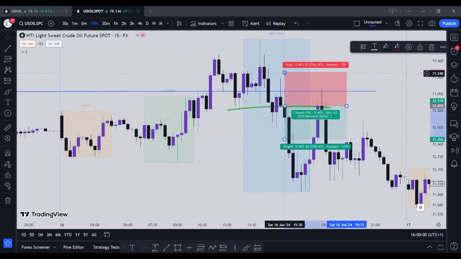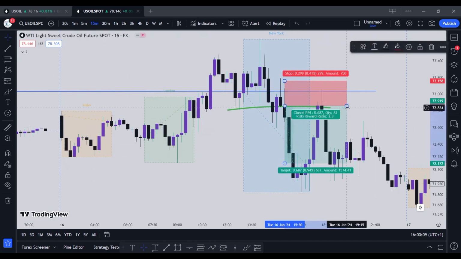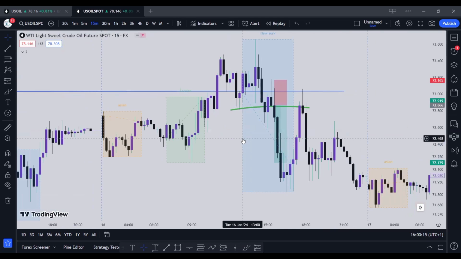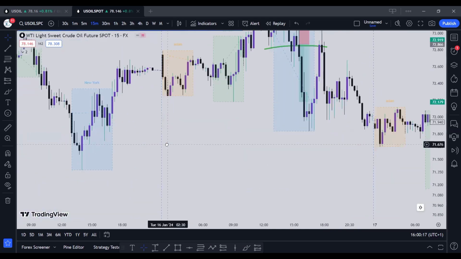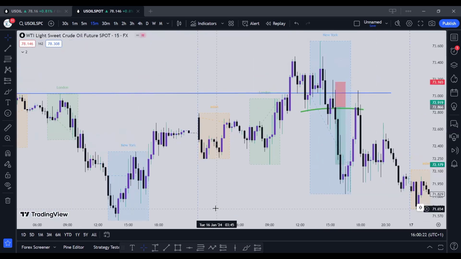But me personally, no. It's around 25 pip stop loss, 30 pip stop loss. Where will we be targeting? We'll be targeting the low of the current day. This is a 2.3 risk to reward. You understand? 2.3 risk to reward. These are the type of trades you want to be taking.